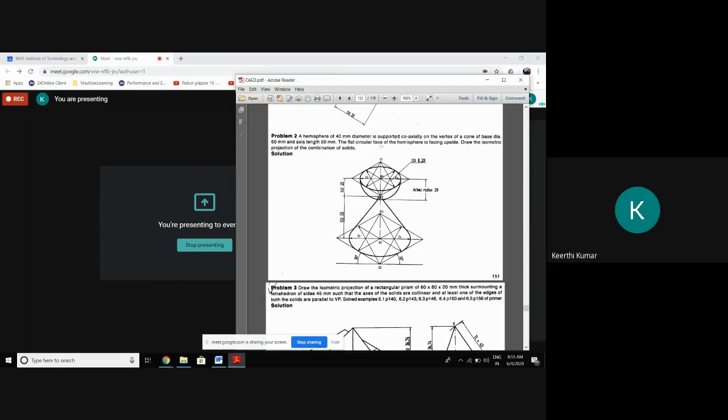The flat circular face of the hemisphere is facing upside. That means this is the flat surface of the hemisphere, correct? If you cut a sphere, you get two hemispheres and two flat surfaces, one on each. So which does he select? He selects the flat circular face of the hemisphere facing upside. See, this is the flat surface facing upside. Draw the isometric projection of the combination of solids he has given.